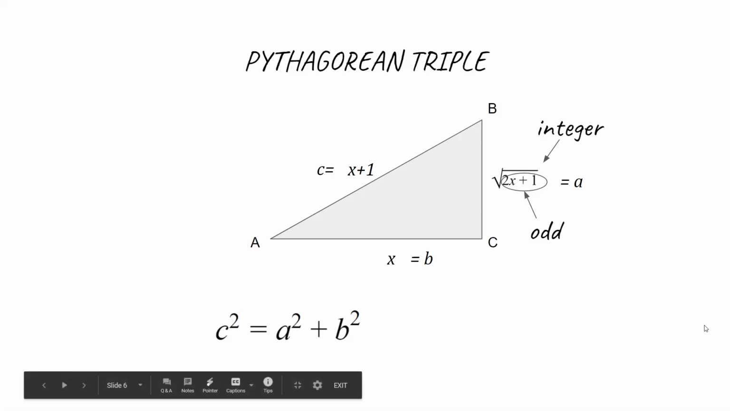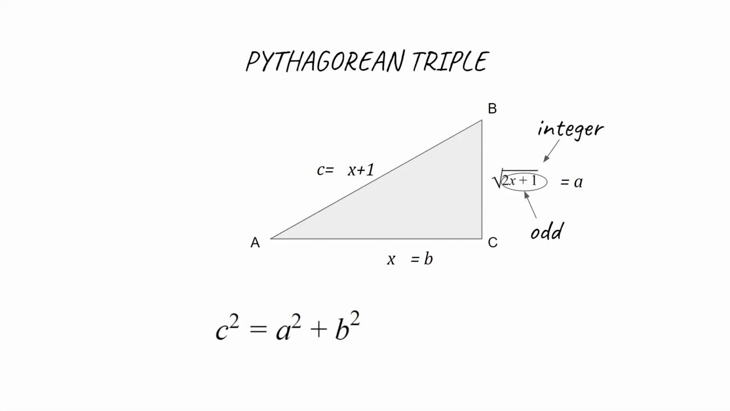Let a equals the square root of 2x plus 1 be any odd positive integer that is the length of one leg of a right triangle. We know it is a leg and not the hypotenuse because its square is the difference of the squares of the other sides, not the sum. In other words, a squared equals c squared minus b squared.